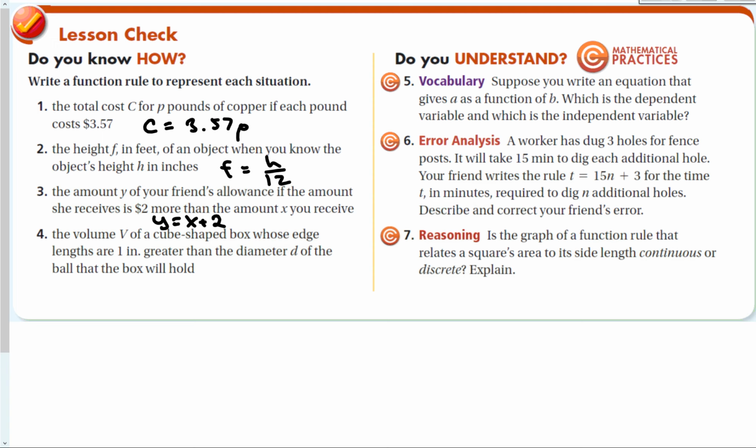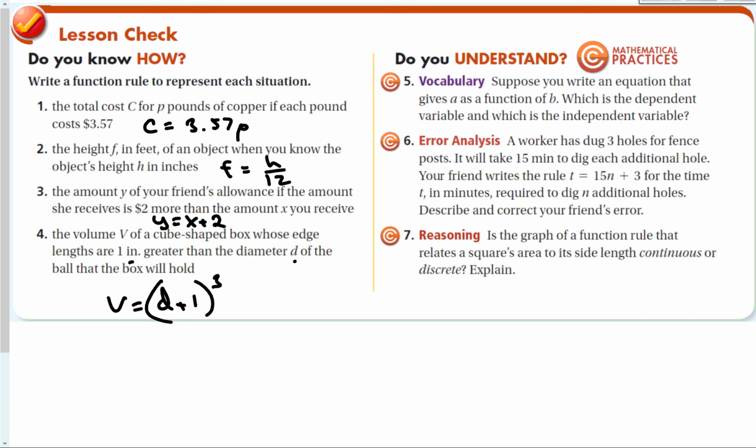5, suppose you write an equation that gives A as a function of B. Which is the dependent variable and which is the independent variable? A would be the dependent, it would be the output. B would be the independent, it would be the input. Sorry, B input, A output. That's a function of B. B is the one that you're plugging in.